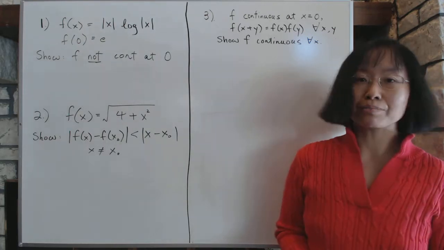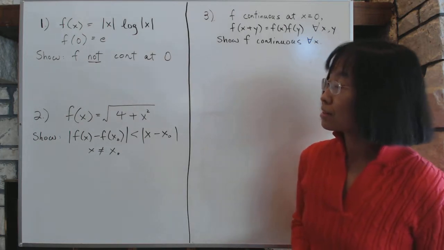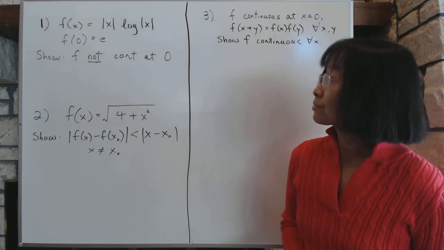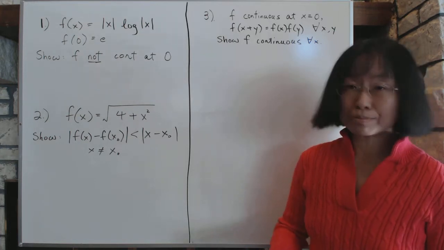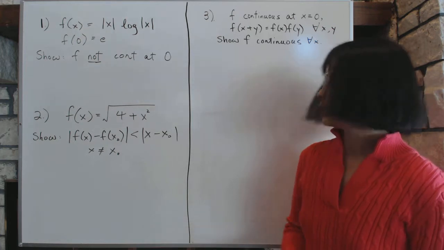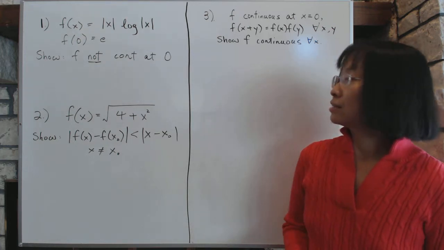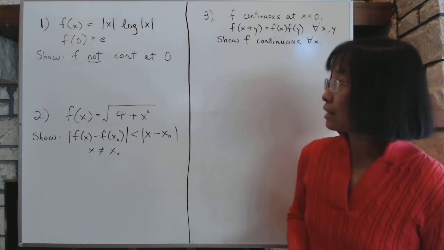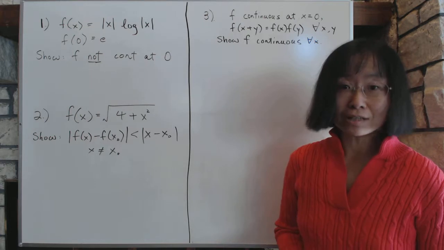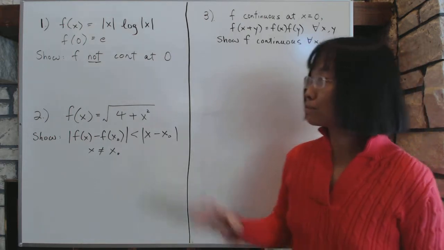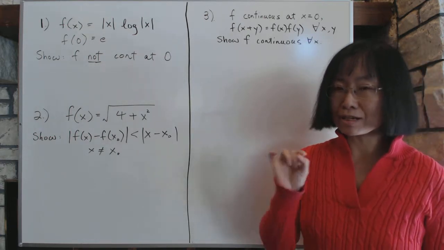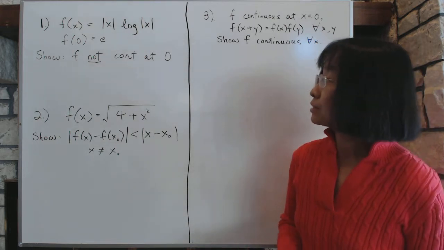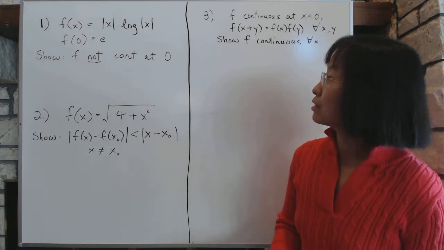Now let's look at problem number 1, where it says f of x is the absolute value of x times log of x, again absolute value, and f of 0 is some kind of positive value, which we'll assign as e. Given that, we want to show that f is not continuous at 0. That can be shown by looking at the limit, of course, but in this particular problem we are specifically instructed not to look at the limit, but rather to use the mean value theorem. So here's what we're going to say.